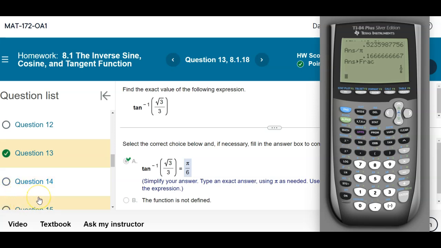So the TI calculator is great for this, but you just got to remember, divide by pi, change it to a fraction, put the pi back in there as you write your answer.